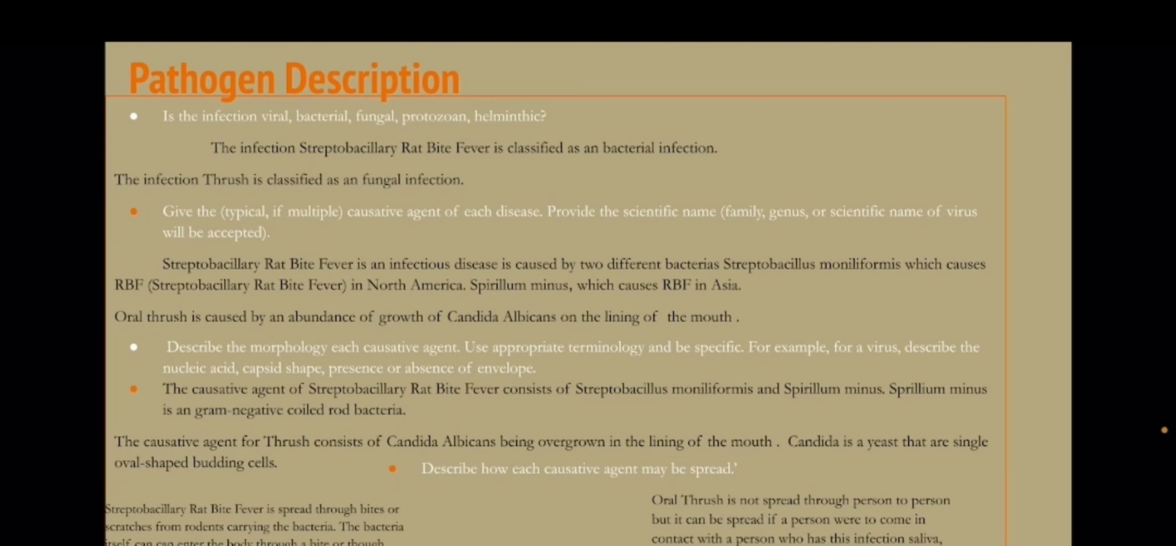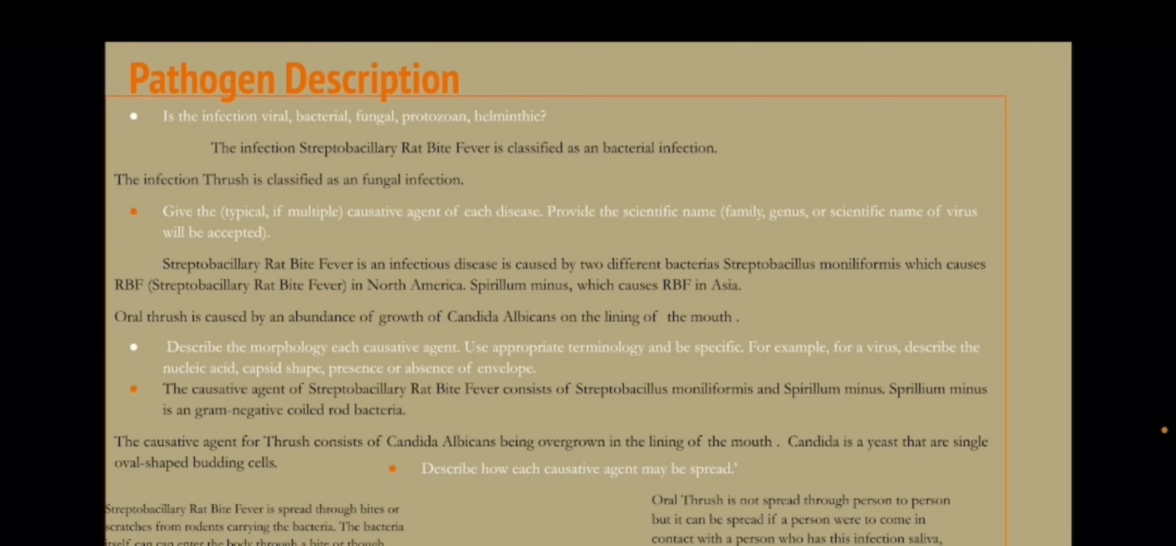Describe the morphology of each causative agent. The causative agent of streptobacillary rat bite fever consists of Streptobacillus moniliformis and Spirillum minus. Spirillum minus is a gram-negative curved rod bacterium. The causative agent for thrush is Candida albicans being overgrown in the lining of the mouth. Candida is a yeast that consists of single, oval-shaped budding cells.